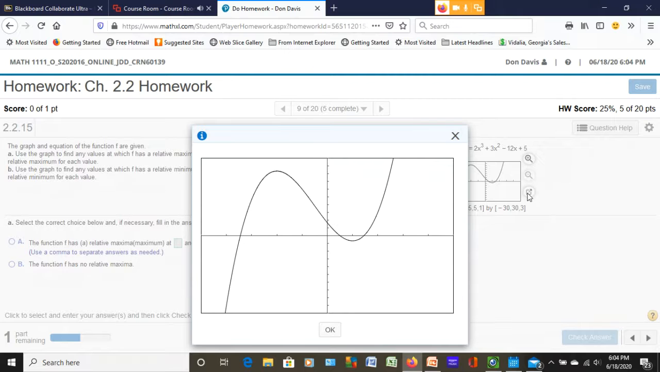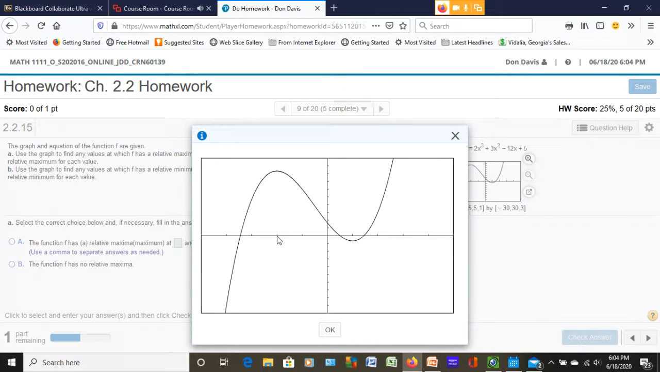What is a relative maximum? Well, a relative maximum would be the place where I find a high point within this window that I've got set here. It would be the maximum Y value in this window. So it looks like it has a relative maximum at X equals minus 2.